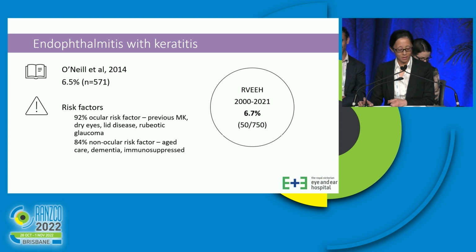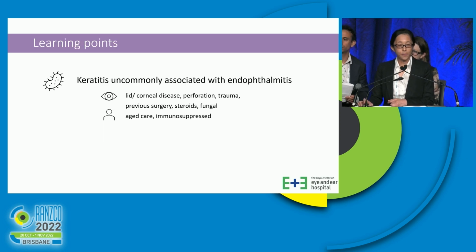So the risk factors, by and large, the vast majority had an ocular risk factor, such as previous keratitis, dry eyes, lid disease, pseudophakic glaucoma. And 84% of them had a non-ocular risk factor, such as living in aged care, having dementia, or being immunosuppressed. So my first learning point for you is that keratitis is uncommonly associated with endophthalmitis, but do think about it in patients with ocular and non-ocular risk factors.